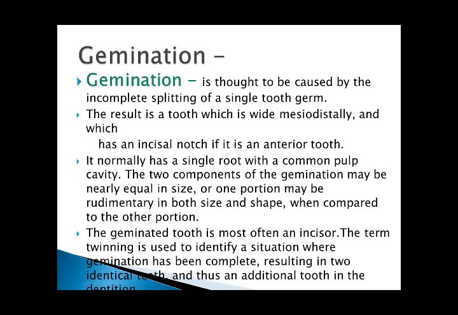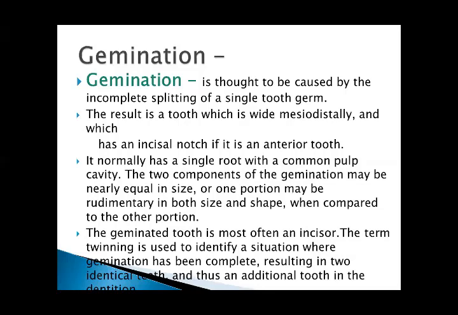Gemination. Gemination is thought to be caused by incomplete splitting of a single tooth germ. The result is a tooth which is bifid and which has an incisal notch if it is an anterior tooth. It normally has a single root with a common pulp cavity. The two components of the gemination may be nearly equal in size, or one portion may be rudimentary in both size and shape when compared to the other portion. The geminated tooth is most often an incisor.